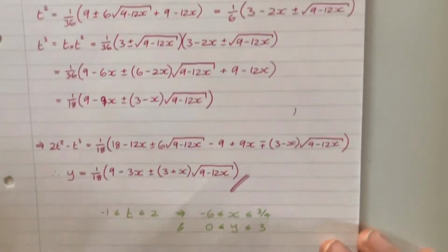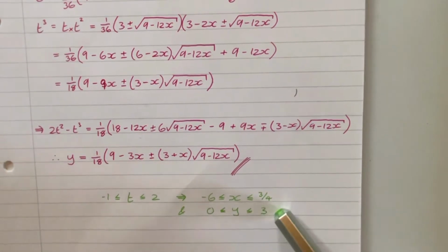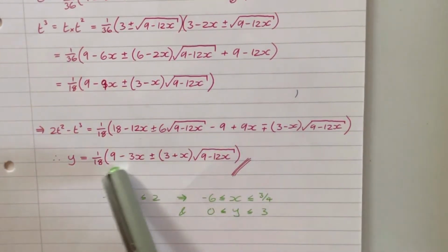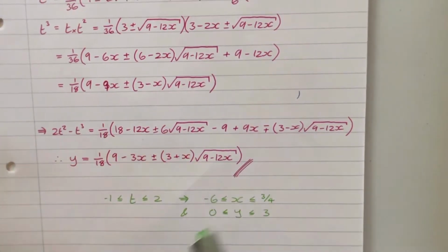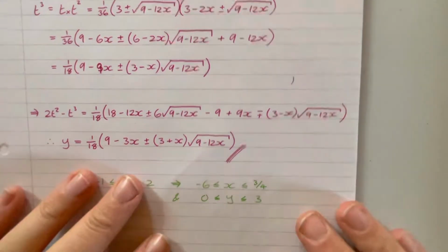Okay, and I've completed that down here as well. So that really is part of the definition, because this is a full curve, but because t was restricted between -1 and 2 originally, then actually x and y are restricted as well. Okay, so let's have a look at how we go about sketching these.